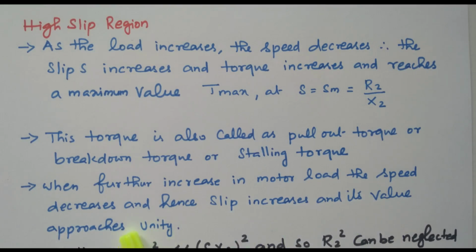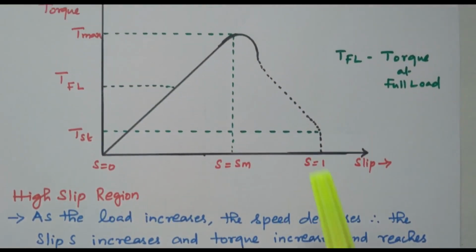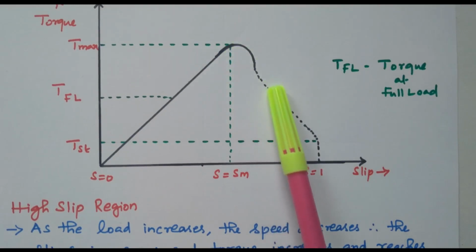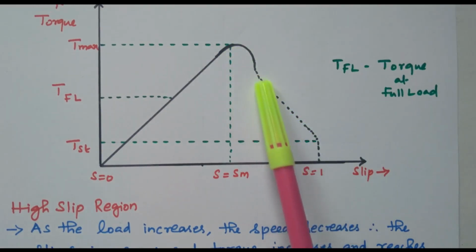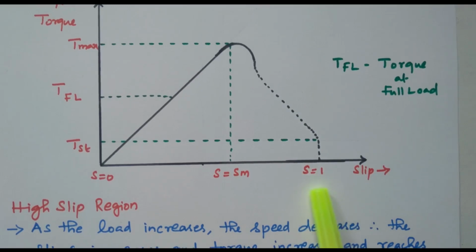If you keep on increasing the load, what will happen? The speed decreases and slip increases and the slip value will be almost unity. That we can see in the diagram. This is the maximum torque. Thereafter, if you keep on increasing the load, the torque decreases slowly. At that time, the slip will be equal to 1. Here the slip is 0, here slip is 1, here this slip corresponds to maximum torque, and this is the maximum torque value. So, if you keep on loading the motor, torque decreases and slip value becomes 1.